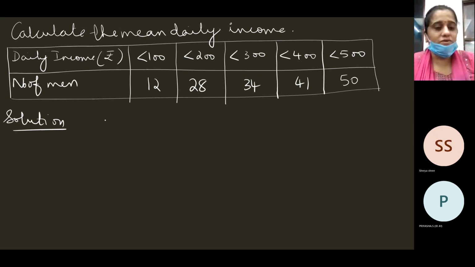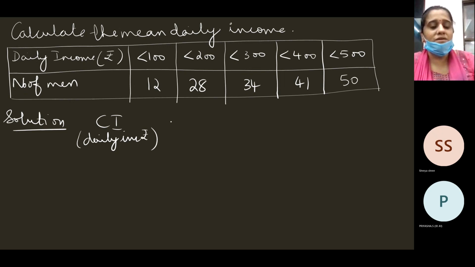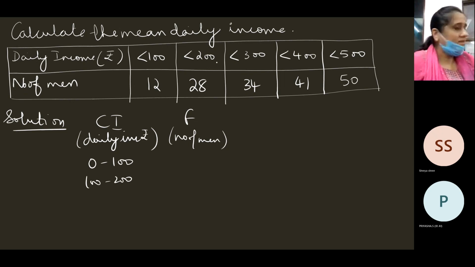Okay, so class interval, that is daily income in rupees. And then frequency. Frequency is number of men. The other columns I'm not generating. You'll have to do it. So now 0 to 100, 100 to 200. These values against the less than 100, will they be the lower limits or upper limits? Upper limits.